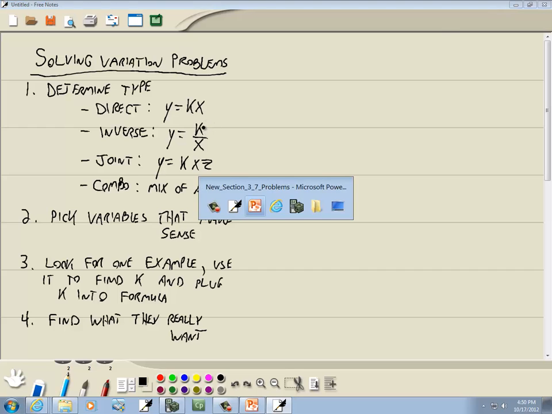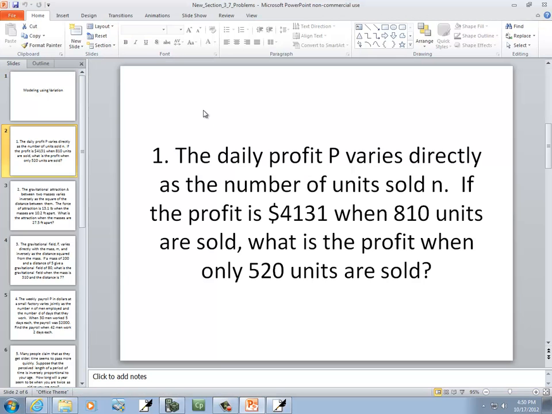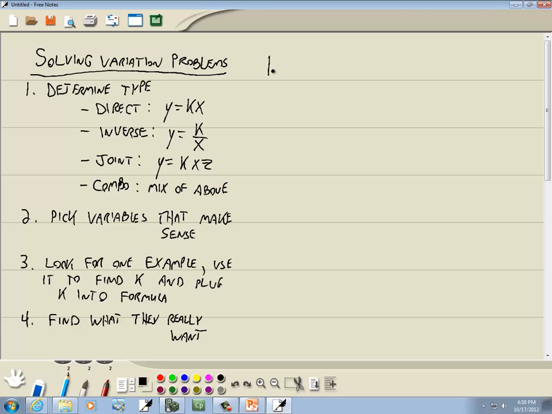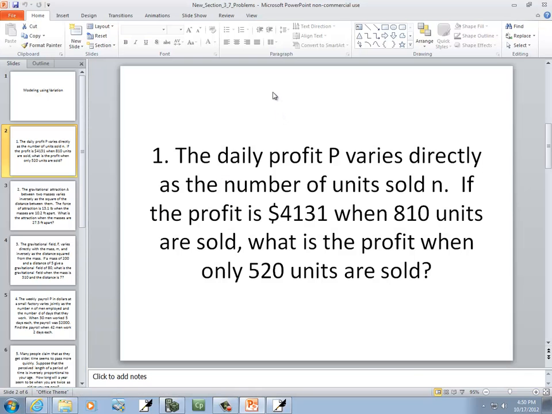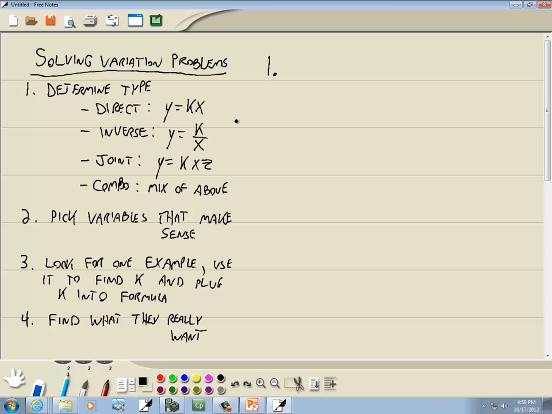Okay, let's look at some problems then. So number 1 says daily profit P varies directly as the number of units sold, n. Well, it actually has the word direct in it, so that's a direct variation. And typically that's of the form y is equal to kx. k is our constant of proportionality. It'll just be a number.